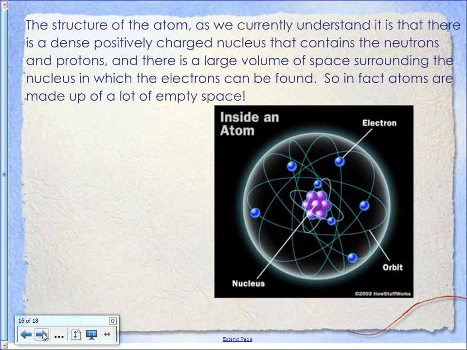Okay, so structure of the atom as we currently understand it is that there is a dense, positively charged nucleus. It's positively charged because that's where the protons are, and the neutrons, but the neutrons don't have a charge, so it remains positive. And then surrounding that are the electrons, which are negative.